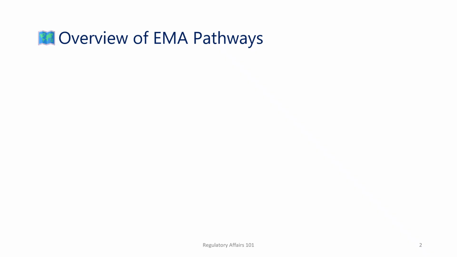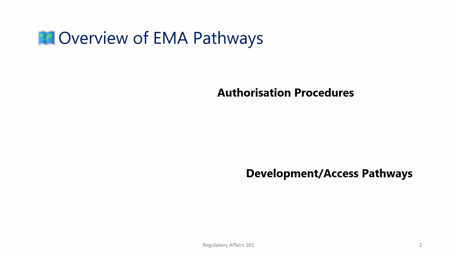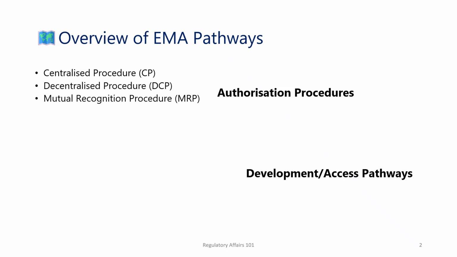EMA pathways fall into two groups: authorization procedures and development or access pathways. Authorization routes include the centralized procedure, decentralized procedure, mutual recognition procedure, and national procedure.